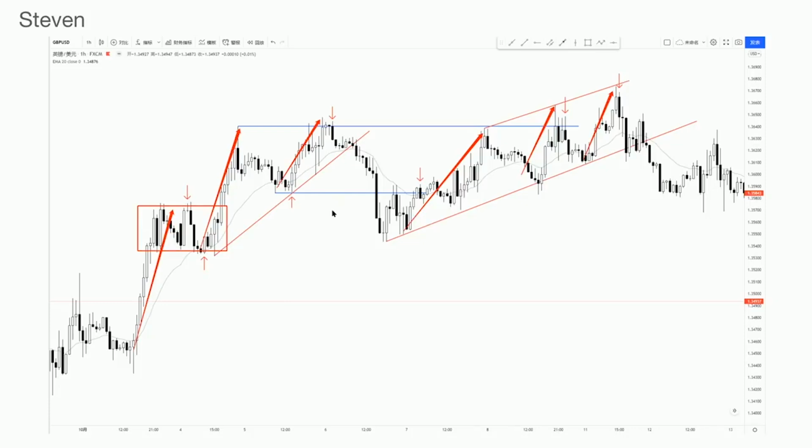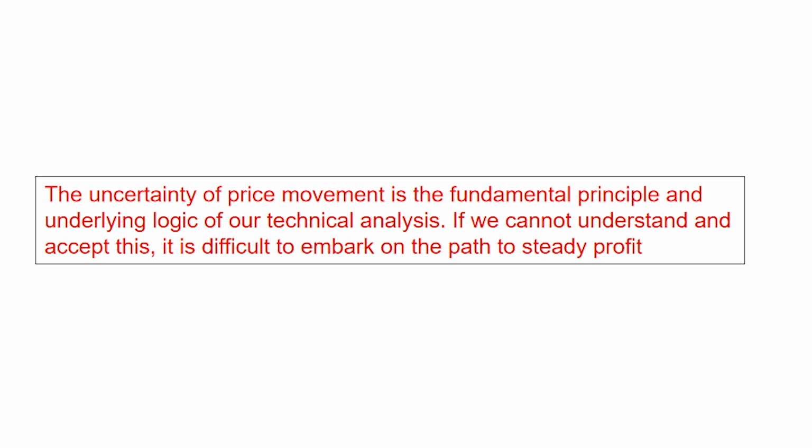So the first thing we're going to talk about in a little bit more detail is that the fundamental principle of price movements in the market is uncertainty. You might call it multiplicity, and we've talked about that a lot in the previous videos, but we haven't really gone into the logic behind it. Uncertainty in price movements is the fundamental principle that underlies our technical analysis, and if we can't understand and accept that, then it's very difficult to get on the path to steady profit.